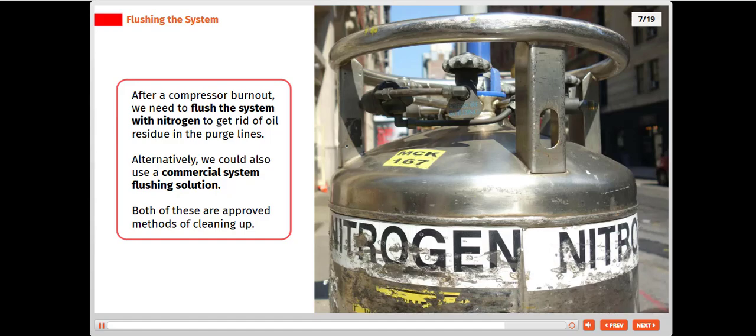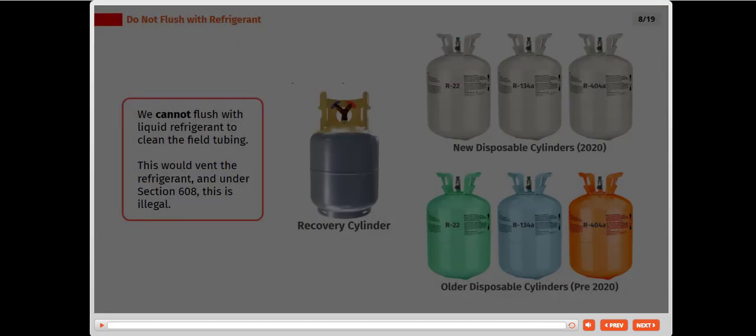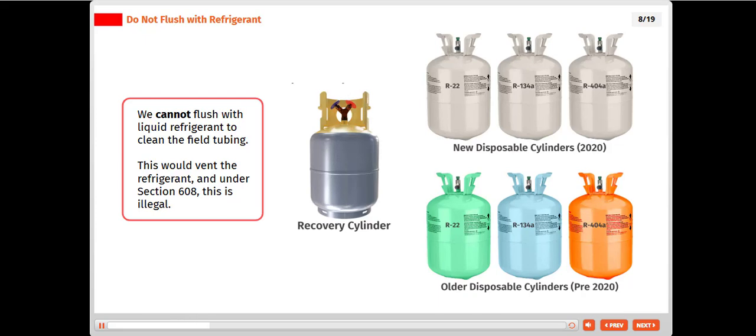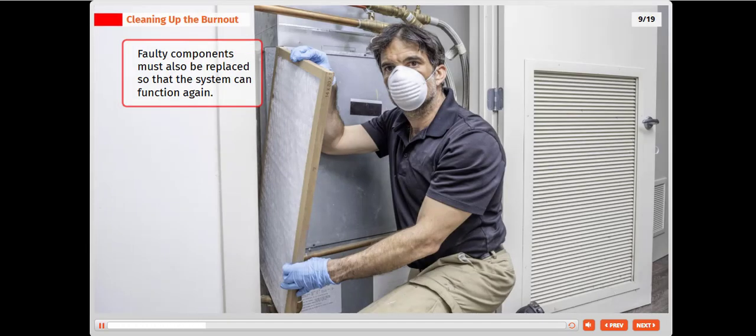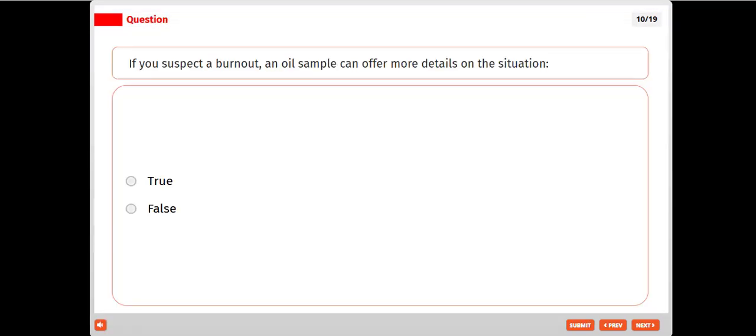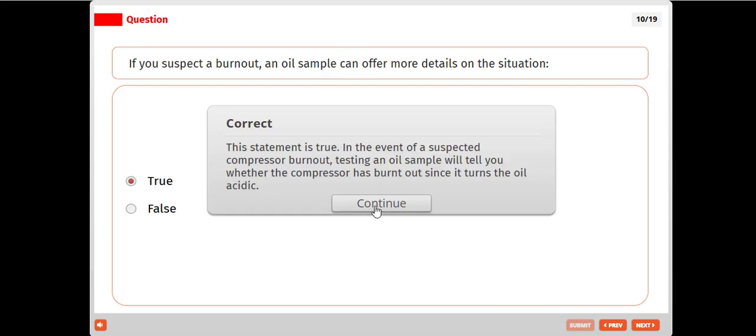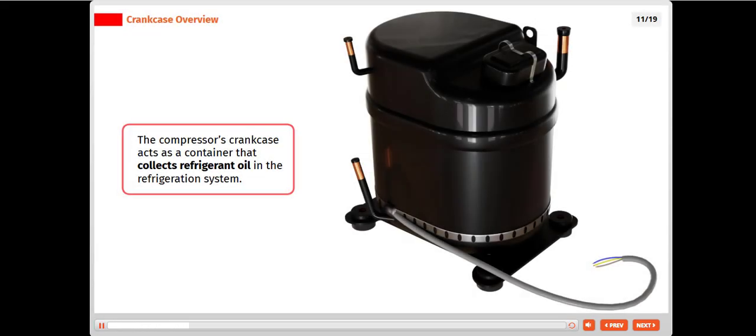We cannot flush with liquid refrigerant to clean the field tubing. This would vent the refrigerant, and under Section 608, this is illegal. Faulty components must also be replaced so that the system can function again. If you suspect burnout, an oil sample can offer more detail on the situation. The compressor's crankcase acts as a container that collects refrigerant oil in the refrigeration system.